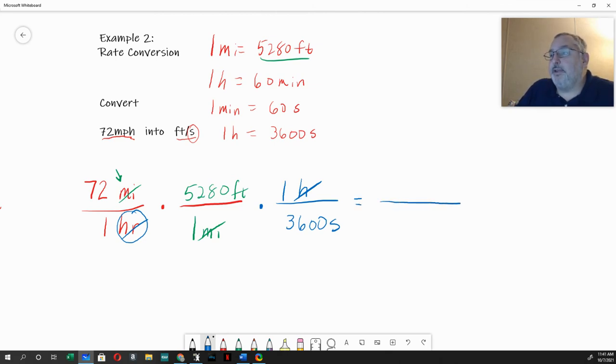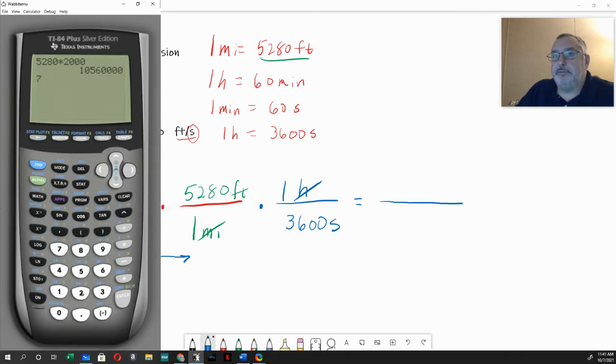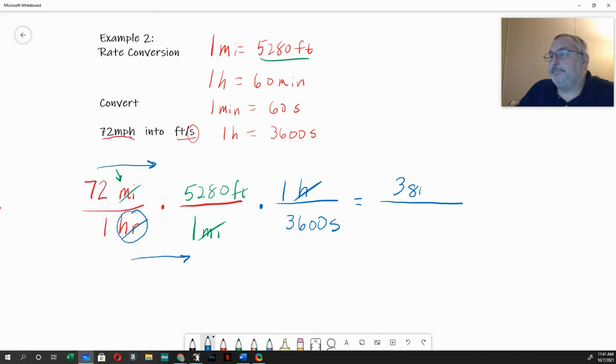So everything else now becomes multiplication and division. So I'll multiply the top, multiply the bottom. So 72 times 5,280, and that gives me 380,160. Okay, on the bottom, I have 1 times 1 times 3,600, leaving me just 3,600. Now, I'm going to carry my units over because I don't want to forget those in my final answer. That is part of the answer. This is feet per second.